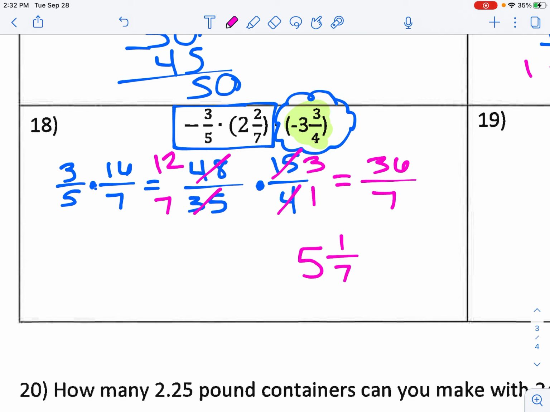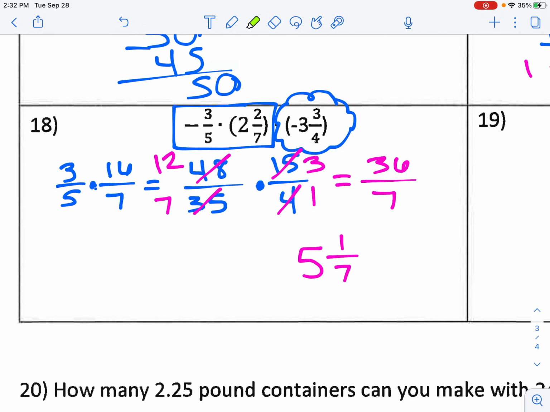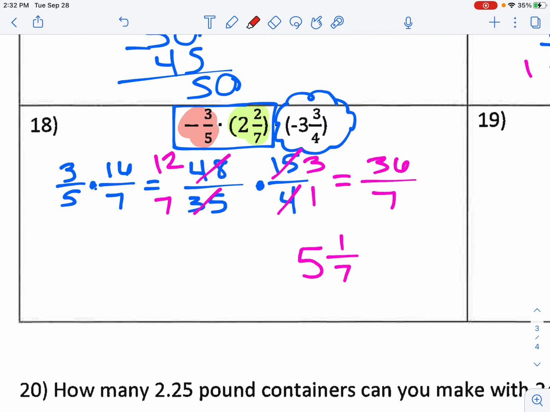But now we have to go look at our signs. So we had a positive mixed number right here, but we had a negative and a negative. Those two negatives are going to cancel each other out. So that's going to be a positive 5 and 1/7.